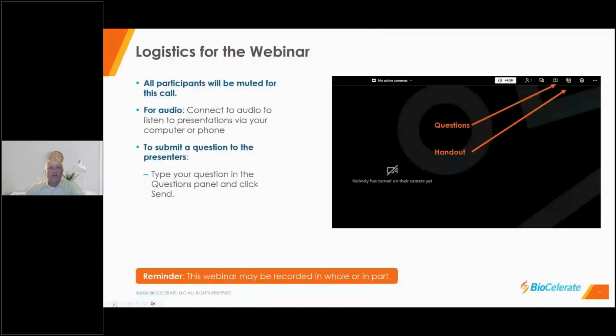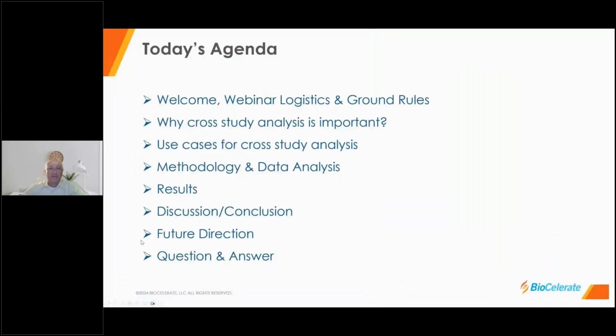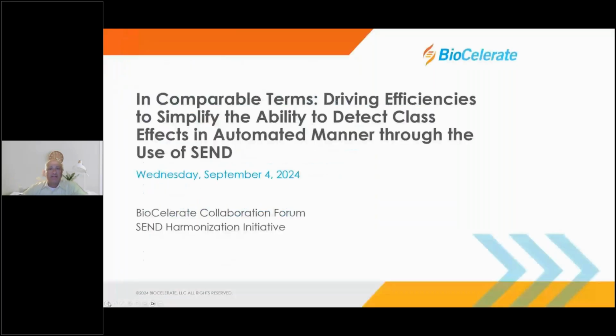Today's webinar is entitled "In Comparable Terms, Driving Efficiencies to Simplify the Ability to Detect Class Effects in an Automated Manner Through the Use of SEND."